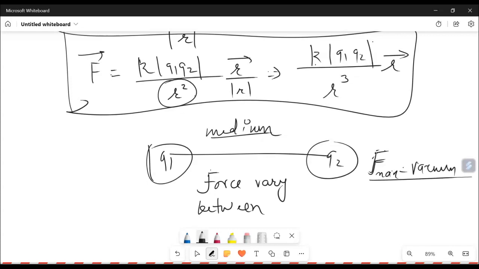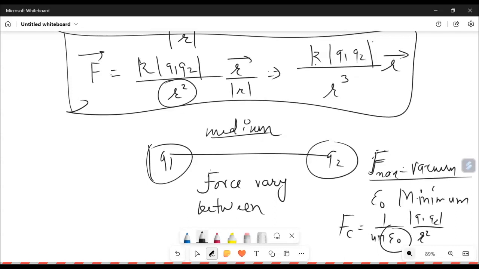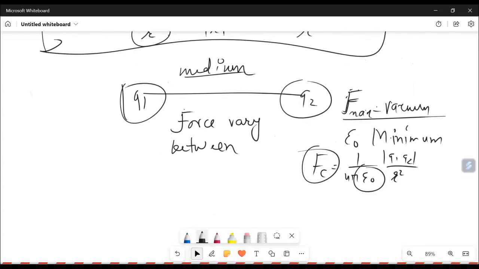Okay, for vacuum or air, the value of epsilon naught will be minimum, because as you see the force formula, which is 1 by 4 pi epsilon naught Q1 Q2 by R square, if this value is minimum, this value is maximum. So F is max when epsilon naught is minimum.